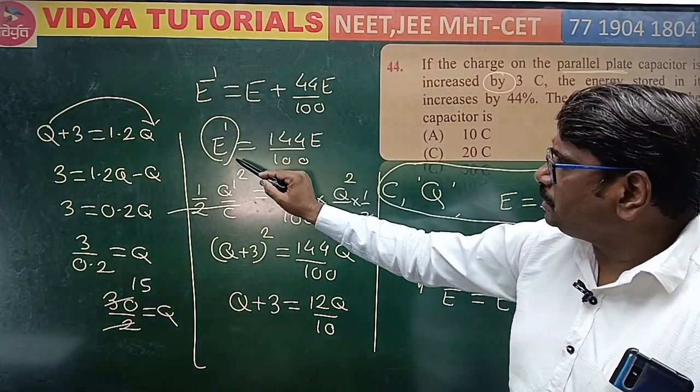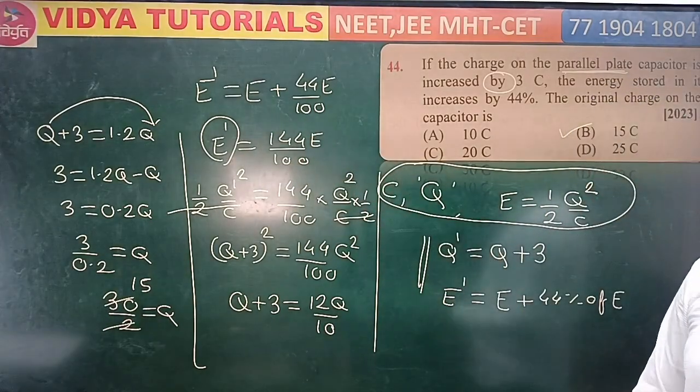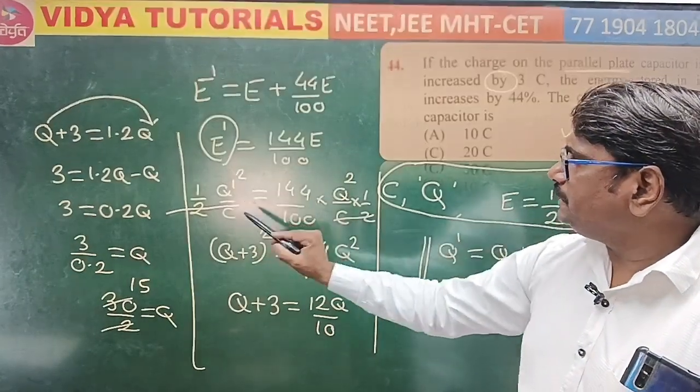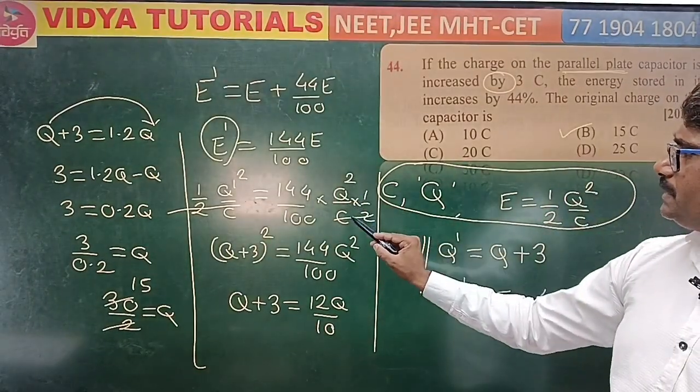After the simplification, we get E dash. Now what to do? Use the formula of E dash, half Q dash square by C, and E, half Q square by C. This as it is.